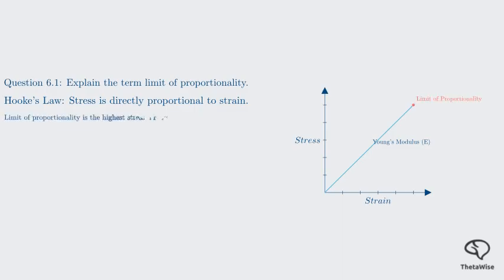So, the limit of proportionality is the highest point on the stress-strain curve where stress is still directly proportional to strain. In simpler terms, it's the point where Hooke's law is still valid. Beyond this point, if we increase the stress, the strain will increase at a faster rate, and the graph will start to curve. The material might still be elastic, meaning it can return to its original shape if the stress is removed, but the relationship is no longer linear. So, to recap, the limit of proportionality is the threshold where the linear, proportional relationship between stress and strain ends.